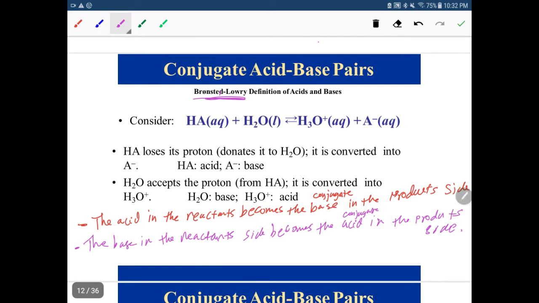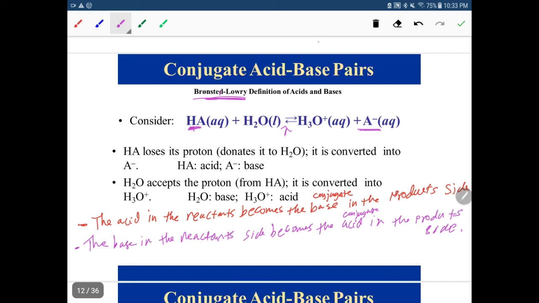So you have an example here: HA plus H2O producing H3O plus A minus. And notice here, this reaction is reversible, so they can react back and forth to produce reactants and products. So HA, okay, so let's identify the acid. Once we identify the acid, it's going to be really easy to identify the conjugate base. So HA here in the reactant side will become A minus in the product side.